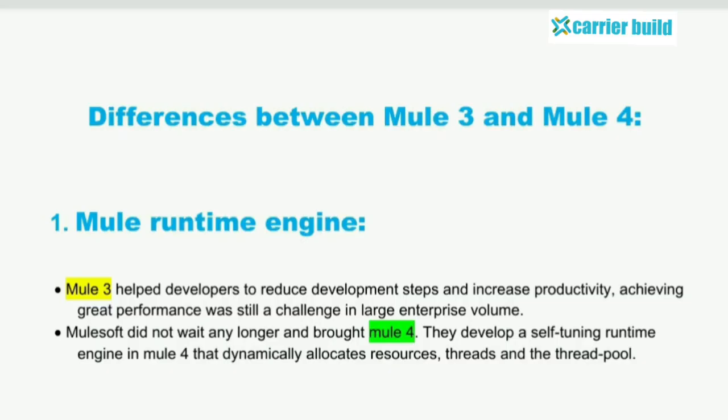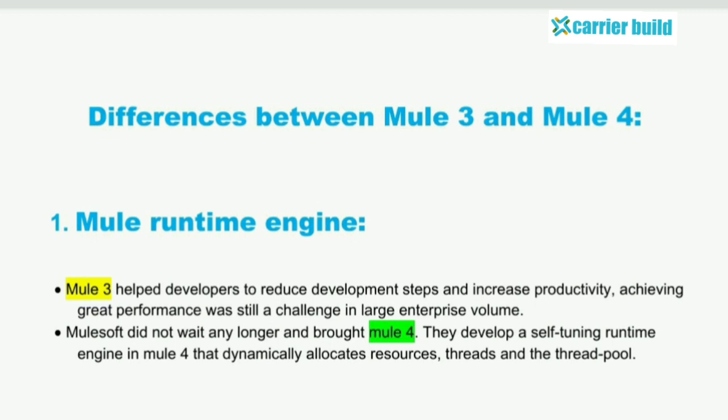The first comes with the Mule runtime engine. Mule 3 helped developers to reduce development steps and increase productivity. Achieving great performance was still a challenge in Mule 3 for large enterprise volume. MuleSoft did not wait any longer and brought Mule 4. They developed a self-tuning runtime engine in Mule 4 that dynamically allocates resources, threads, and the thread pool.